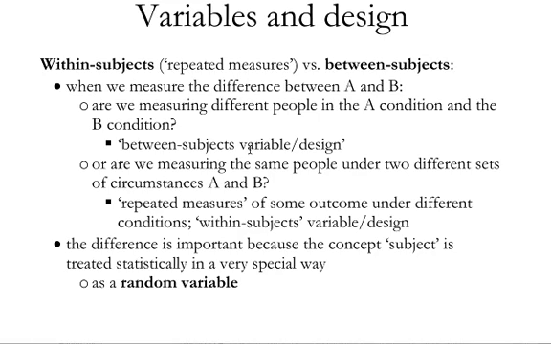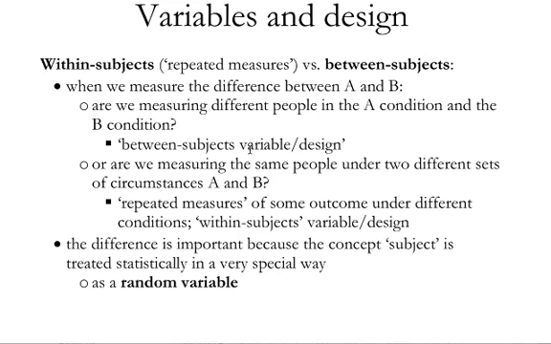And the first super important one here is the distinction that's generally made in the human sciences between within subjects designs and between subjects designs, where the within subjects one is sometimes referred to as repeated measures design. And here's what this refers to. When we do an experiment and we're measuring the difference between two things, A and B, are we measuring different people in the A condition and the B condition? If so, that would be called a between subjects variable or a between subjects design, if that's the only variable in the experiment.